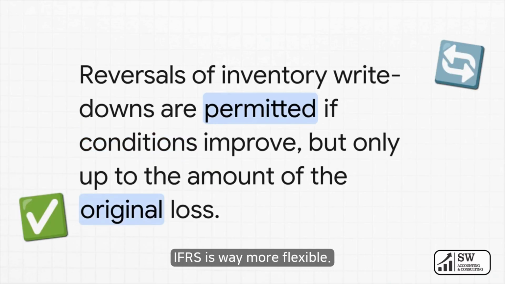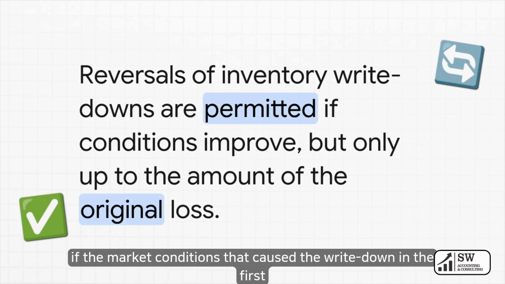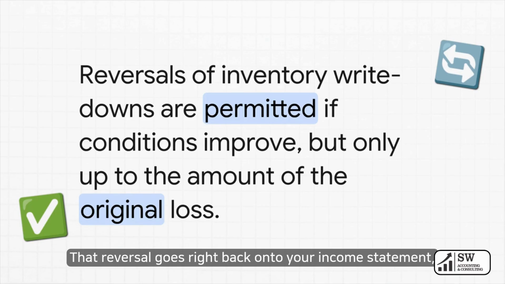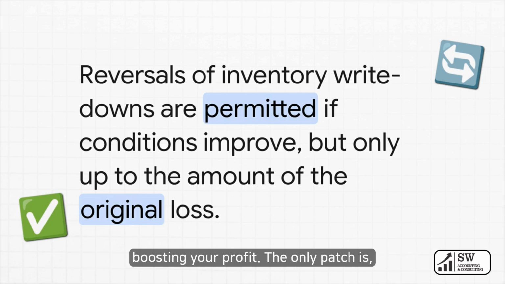But on the flip side, IFRS is way more flexible. It says, hey, if the market conditions that caused the write-down in the first place have improved, then yeah, you can and you should reverse that loss. That reversal goes right back onto your income statement, boosting your profit. The only catch is you can't go above the original loss you took.